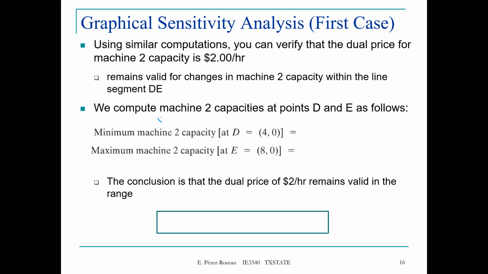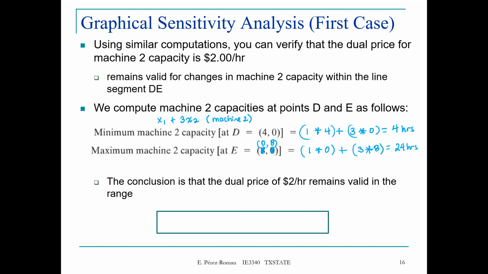And we are going to use the constraint for machine 2, which is x1 plus 3x2. This is the left-hand side of the constraint for machine 2. And I think this is the opposite. This should be 0 and 8. So this is going to be equal to 1 times 4 plus 3 times 0, which is equal to 4 hours. And this is 1 times 0 plus 3 times 8, which is equal to 24 hours.